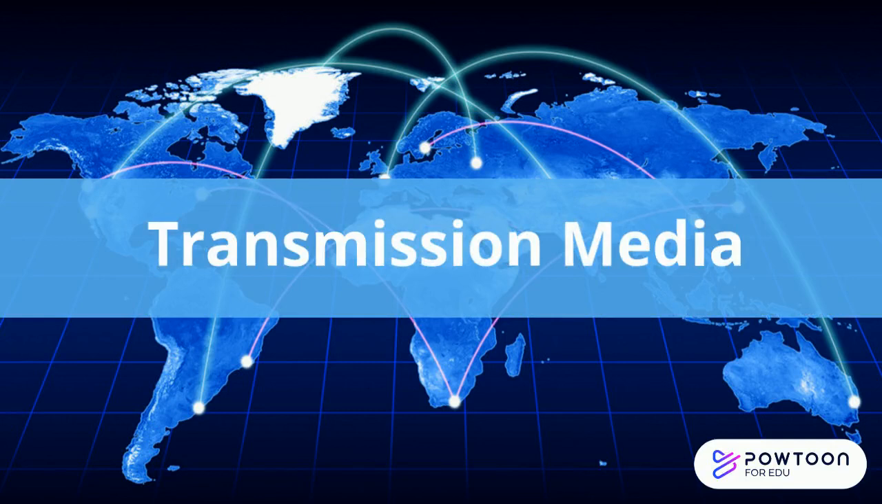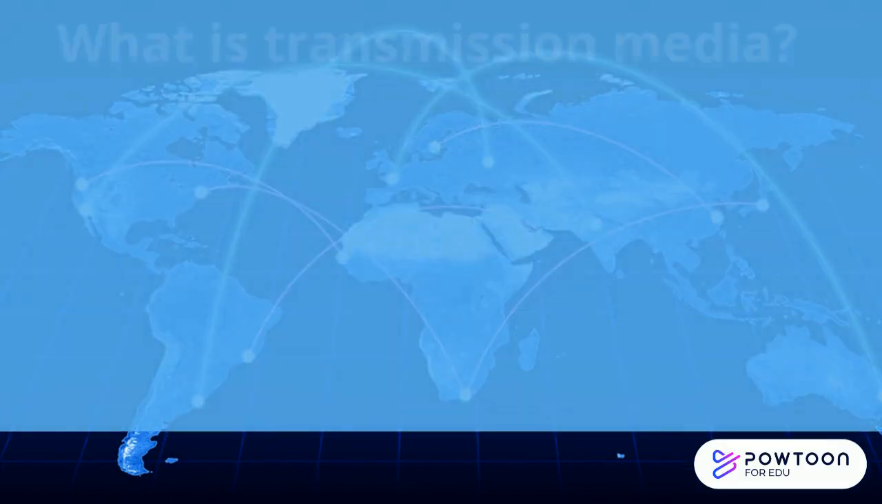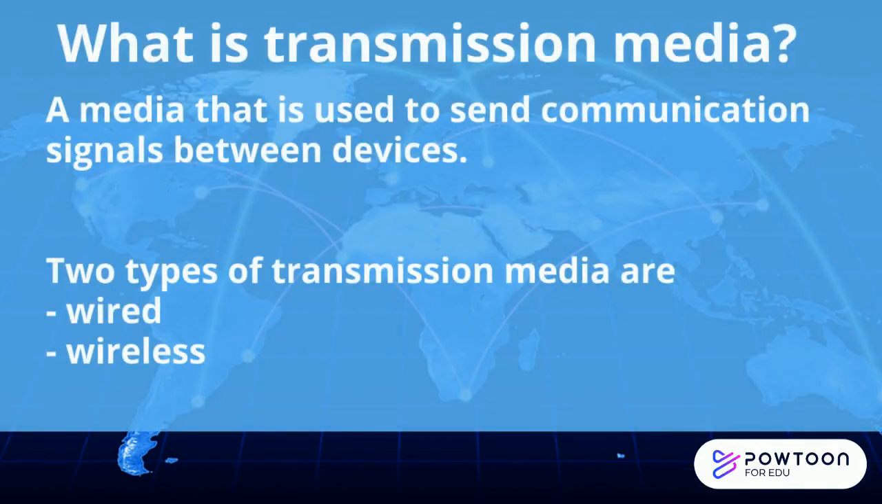Transmission media. A transmission media is a media that is used to send communication signals between devices. Two types of transmission media are wired and wireless.